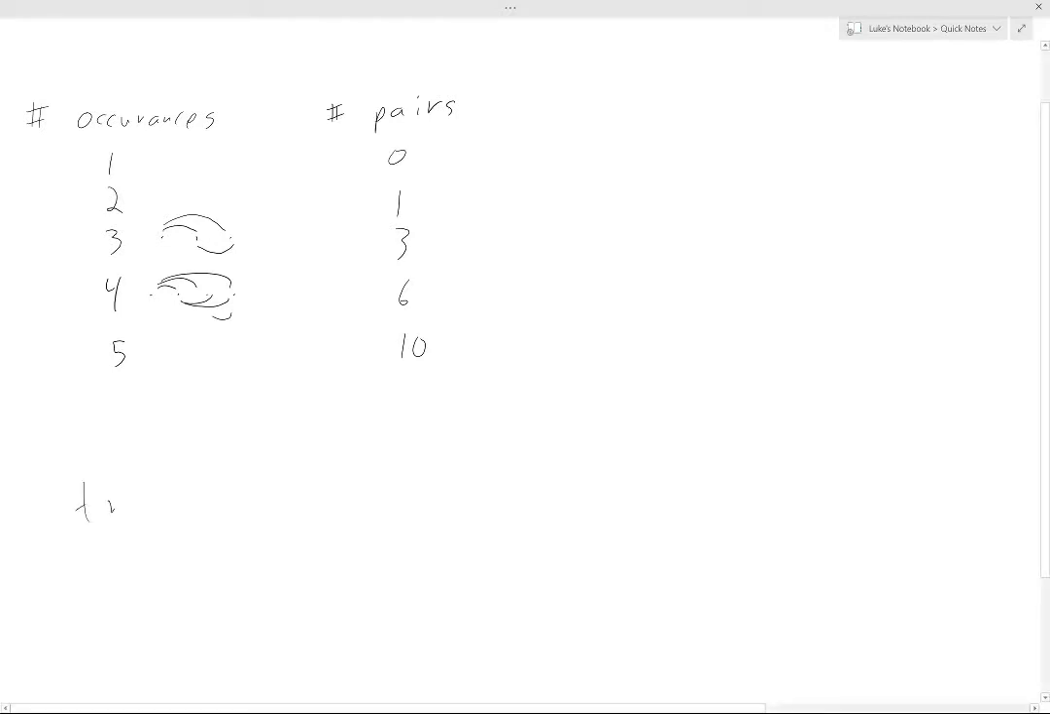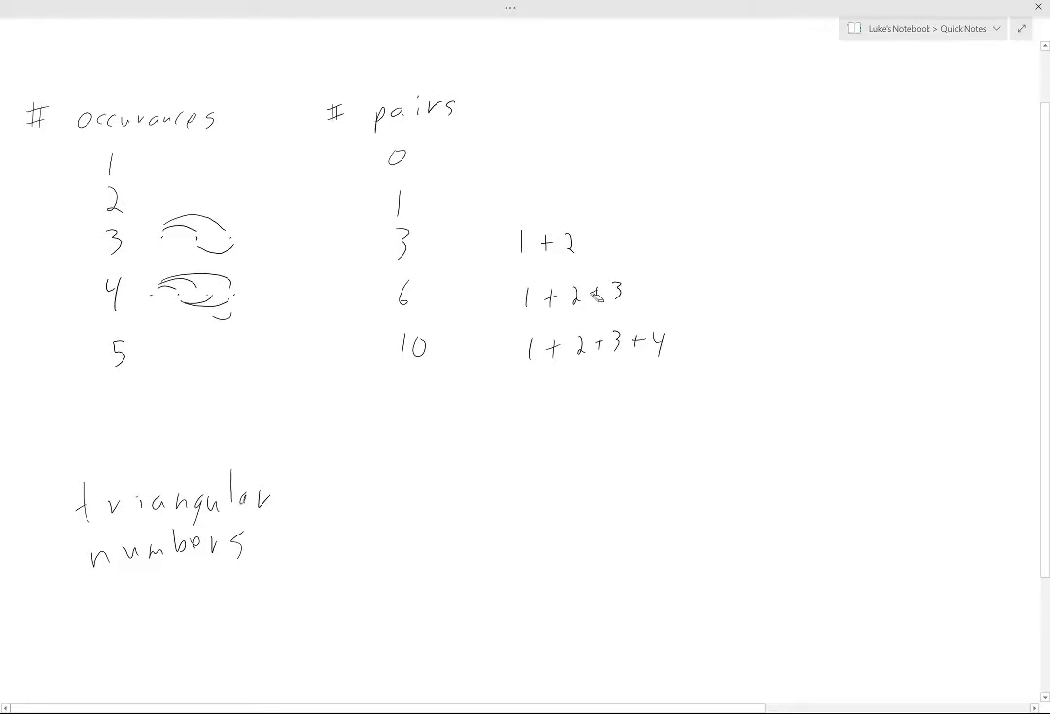These are called triangular numbers. And the way that you can form this is, 3 is 1 plus 2, 6 is 1 plus 2 plus 3, and 10 is 1 plus 2 plus 3 plus 4.